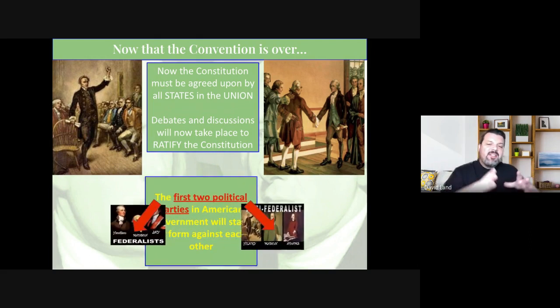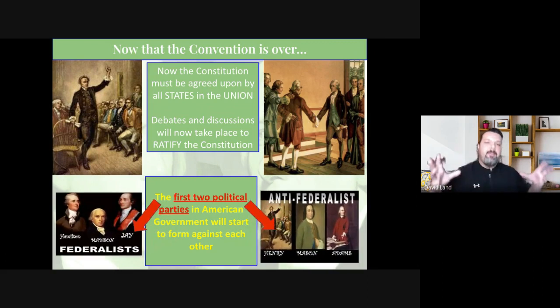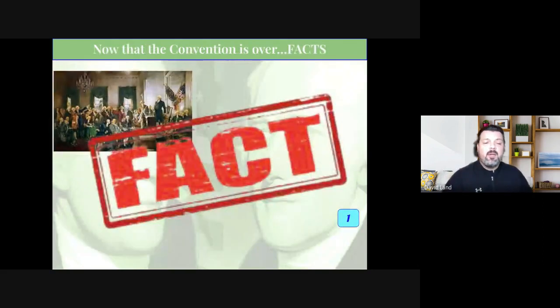Now, what we start to see is that these delegates are going to break up into what we call two political parties. Now, they will start to form up against each other in a really firm way. And so political parties are trying to gain power for their side, for the side of the people that they represent. So these political parties want to move their ideas forward. So we want to study these two parties that we're going to learn about.